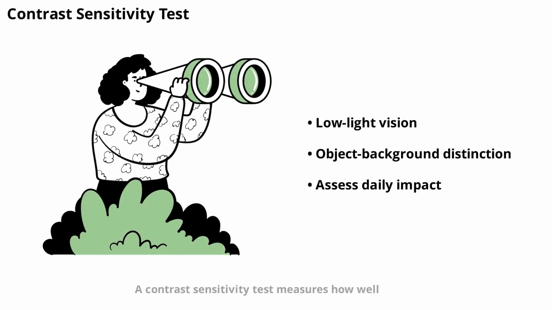A contrast sensitivity test measures how well you can distinguish objects from their background, especially in low light conditions. Cataracts can reduce contrast sensitivity, making it harder to see in dim environments. This test helps the doctor understand the functional impact of the cataract on your daily life.